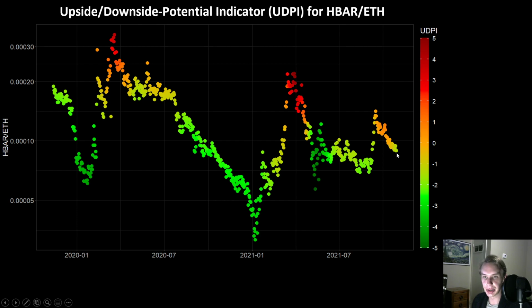And so currently, where we sit right now, the UDPI is flipping into the green zone, where it suggests that HBAR might have more room to move against Ethereum than Ethereum does against HBAR. That's the way you would interpret that information.